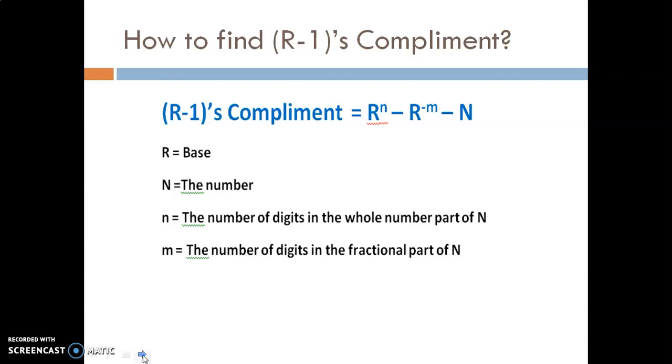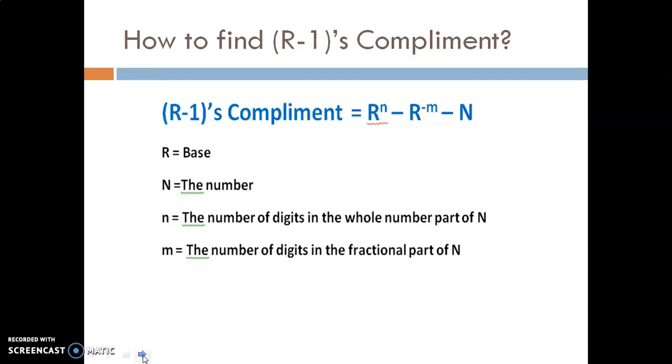Okay, so let's see how you are going to find the r minus 1's complement for the various number systems. For one's complement, that is for the binary number system, you are not using this formula, because when you apply this formula, what you get is the same result as inverting zeros to ones and ones to zeros. So it is a very shortcut method.